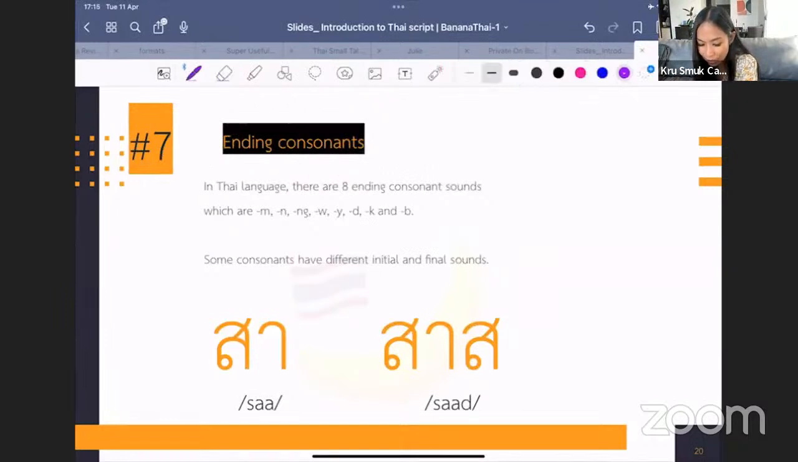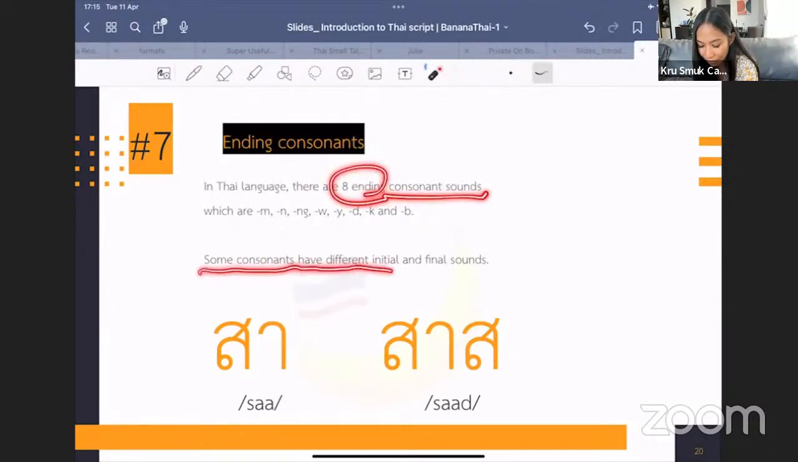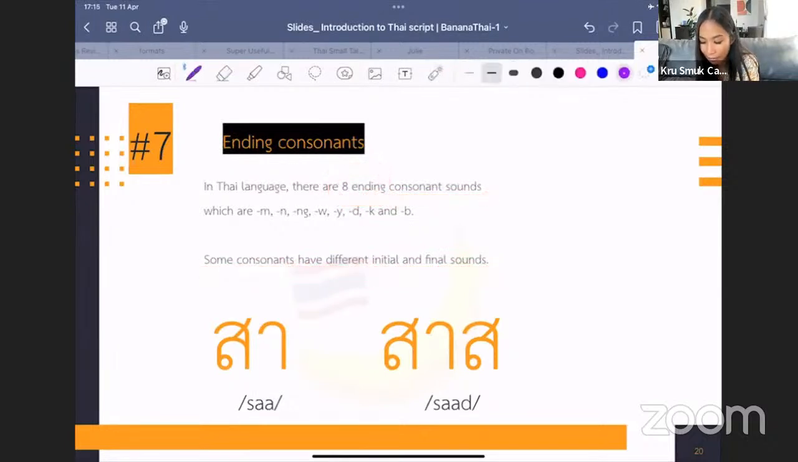In the Thai language, there are 8 ending consonant sounds. Some consonants have different initial and final sounds, that I already mentioned. Like ร has an r sound, Ra. But when it is an ending, it has a n sound, Kan. So this is more example.